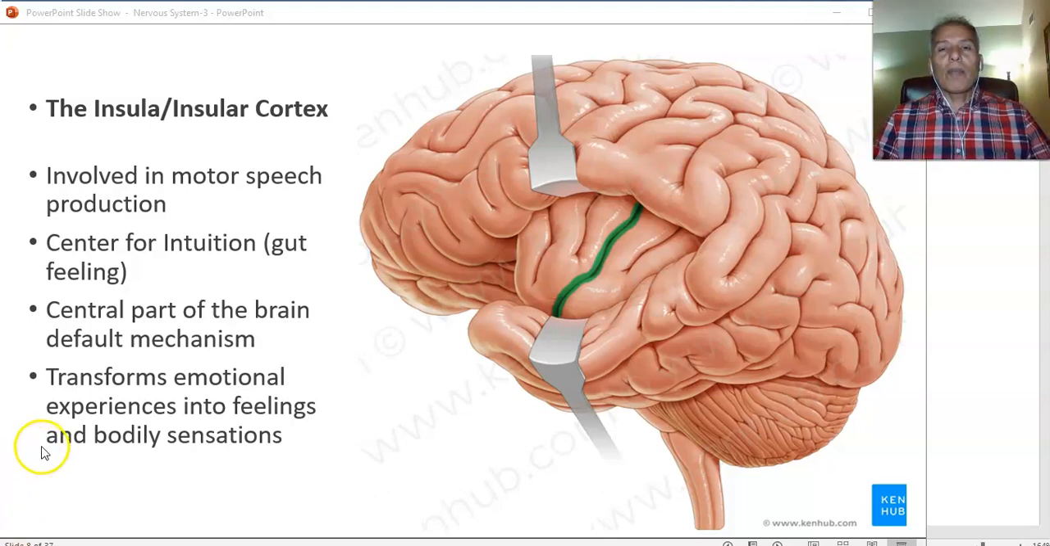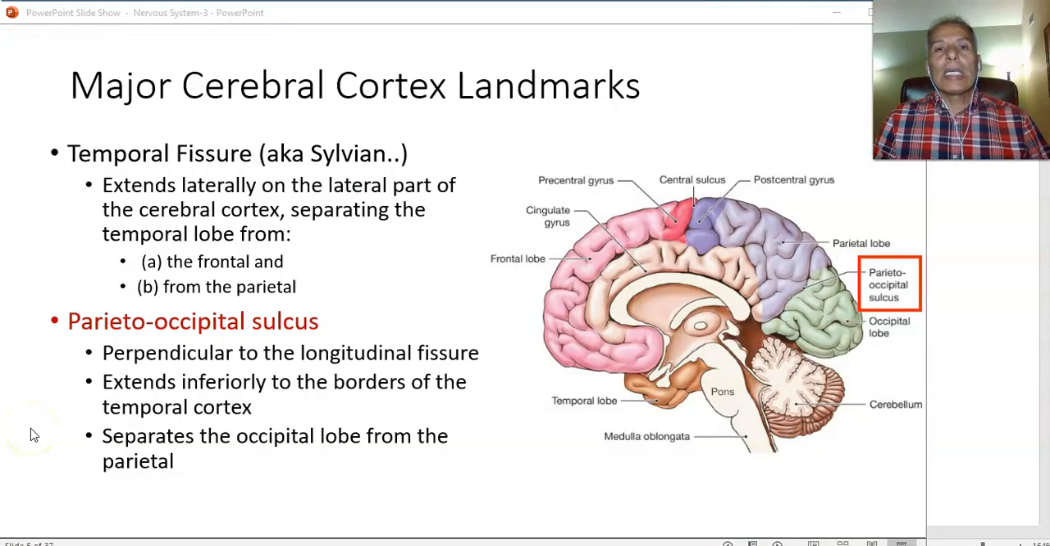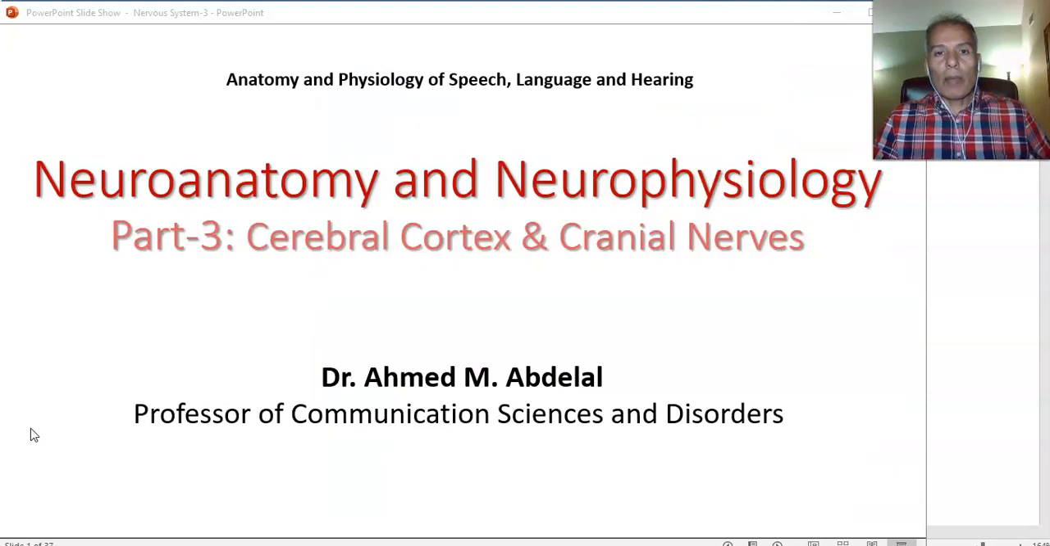Hello, I'm Dr. Ahmed Abdelal, and today we are going to speak about the third part of the neuroanatomy, and we focus on the cortex of the cerebrum, otherwise known as the cerebral cortex, and the cranial nerves.